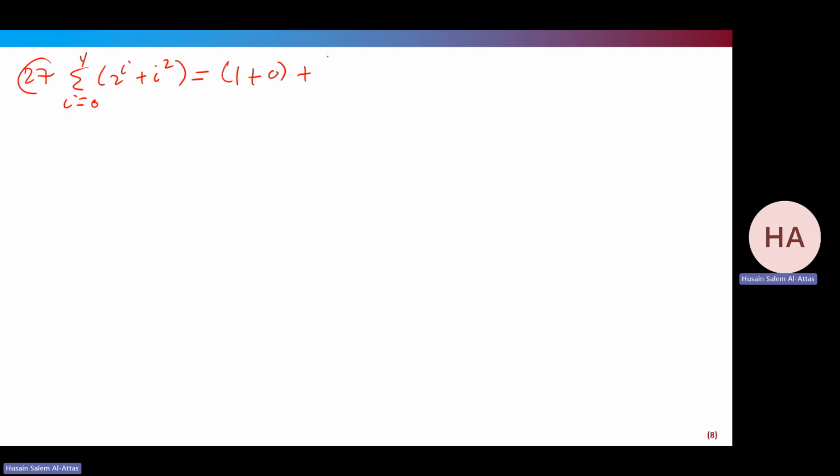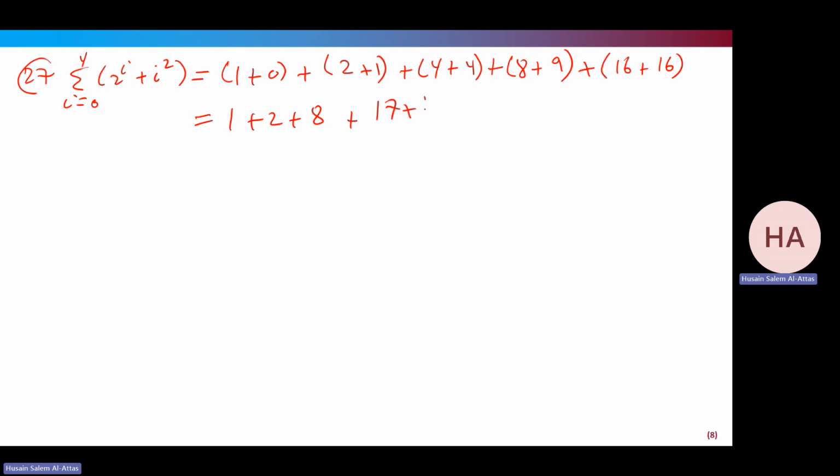When i equals 1, that will be 2, plus 1 squared, which is 1. When i equals 2, that will be 4 plus 4. When i equals 3, 2 to the power 3, which is 8, plus 3 squared, which is 9. When i equals 4, 2 to the power 4 is 16, plus 4 to the power 2, which is also 16. So the answer is 1 plus 2 plus 8 plus 17 plus 16. So that will be 10, 17 plus 7, 34 plus 10, 44.